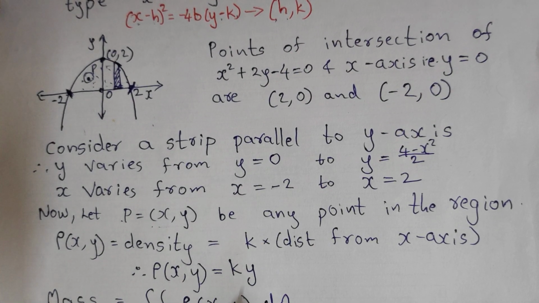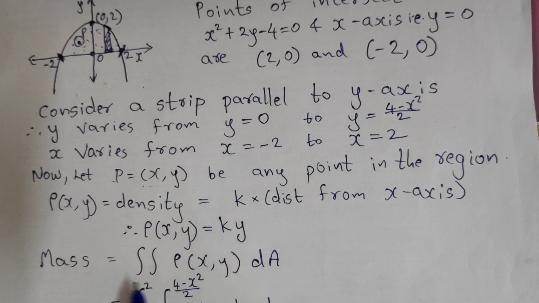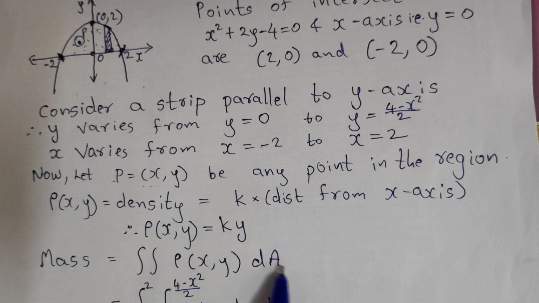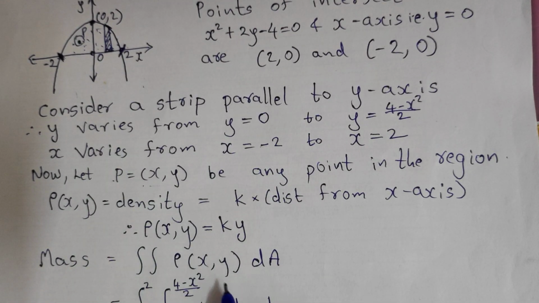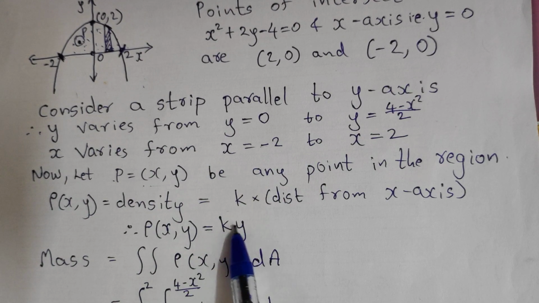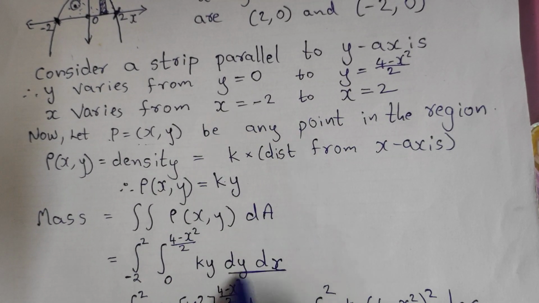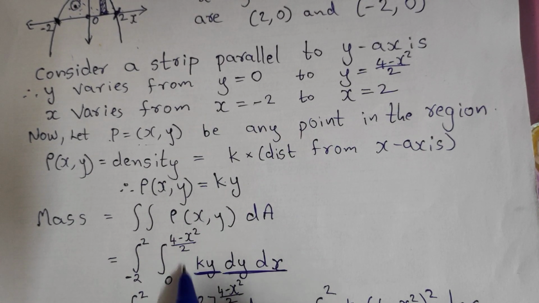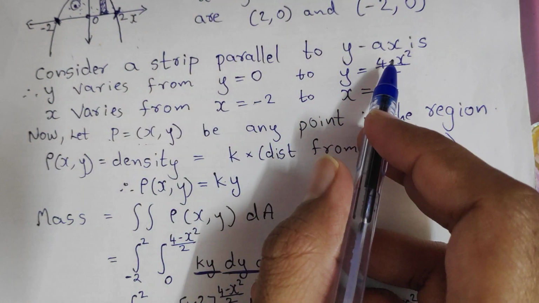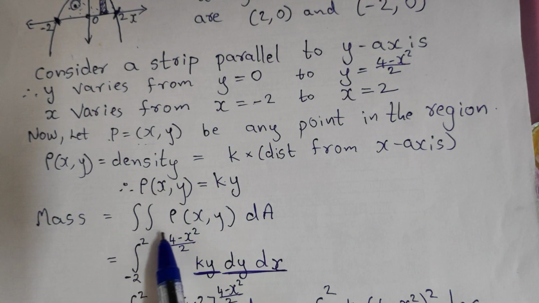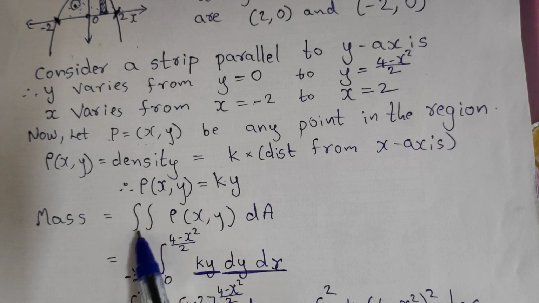The formula for finding the mass of a lamina is the double integral of the density function dA. Since we have taken a strip parallel to the y-axis, dA becomes dy dx. The density function we found is ky, so my integral is of ky dy dx. The limits of y come first, because we have dy: 0 to (4 minus x squared) by 2, and the limits of x are minus 2 to 2.